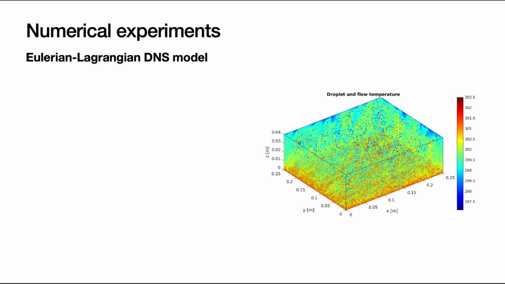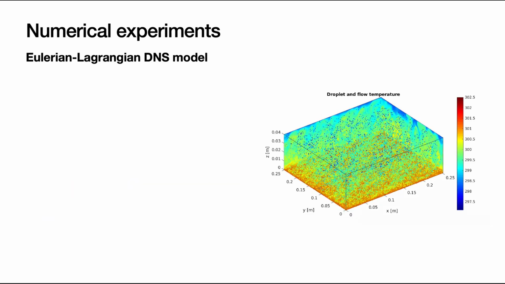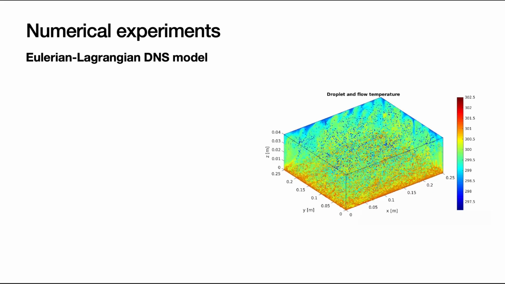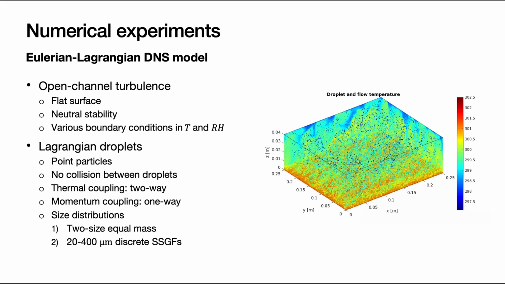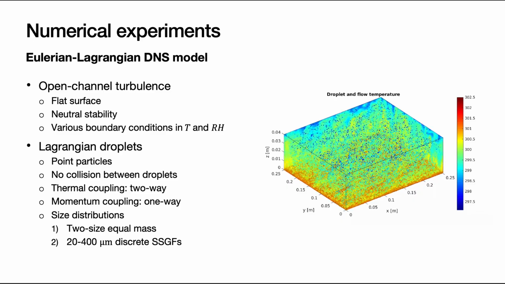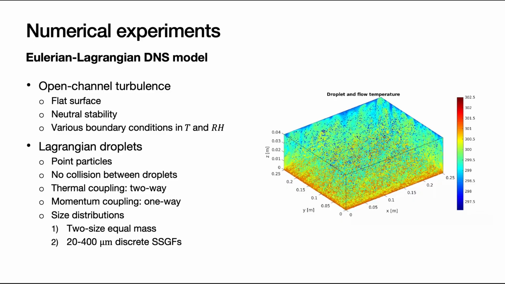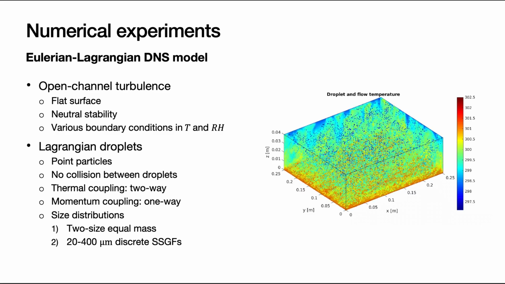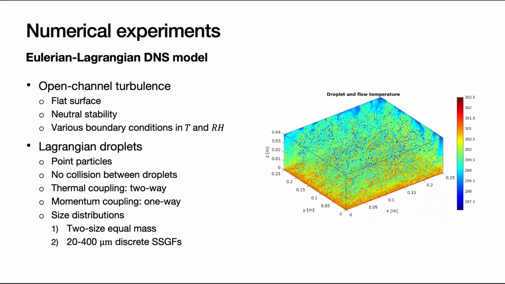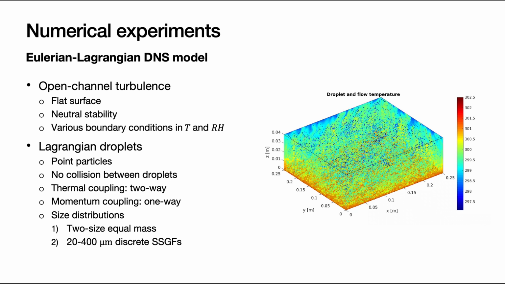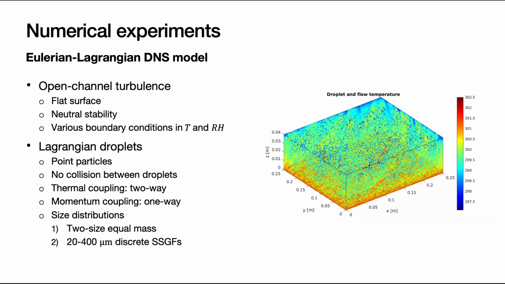To investigate this question, we are running numerical models. The model we are using is the high-resolution Eulerian-Lagrangian DNS model. The carrier flow is an open channel with a flat surface and neutral stability, and we can vary the boundary conditions for the temperature and relative humidity. The turbulence is driven by the pressure difference on the two sides of the wall.